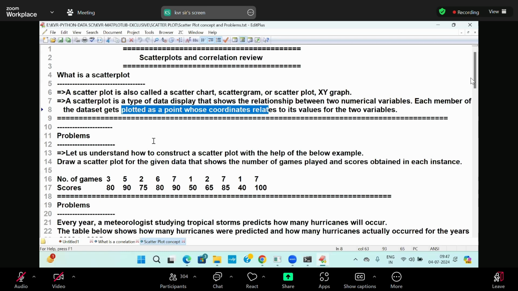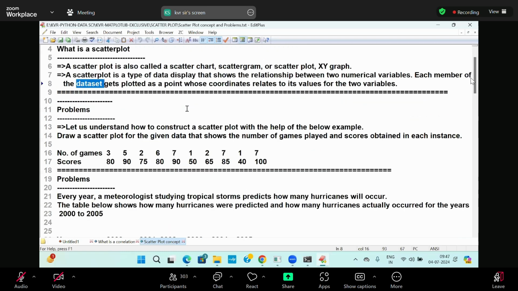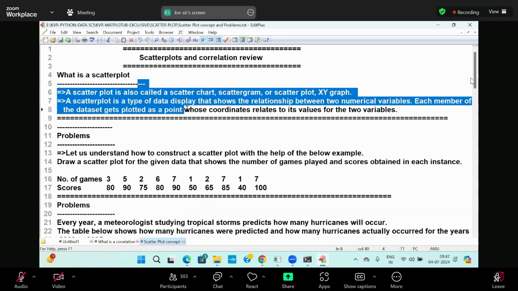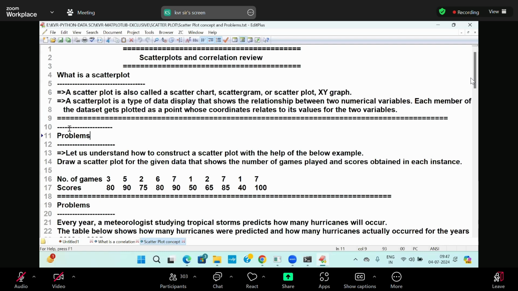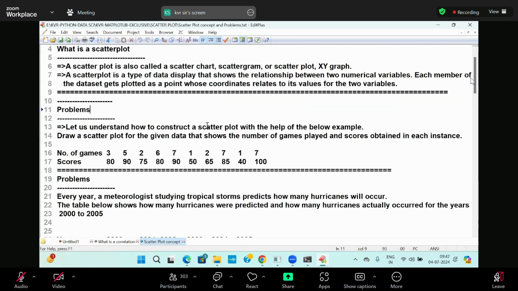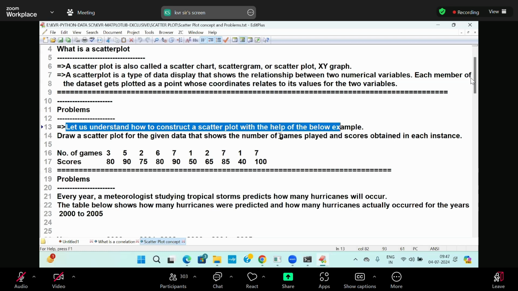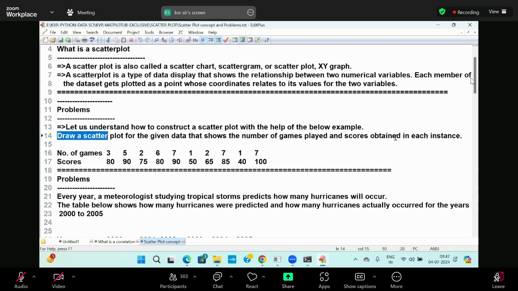Let us take the direct problem. Whatever figures I show you, they are called what? Dots are there, circles are there. I change the colors also. So many things I am going to show. Let's start the problem. Let us construct a scatter plot with the help of the below example: a scatter plot for given data, number of games played and score obtained in each instance.